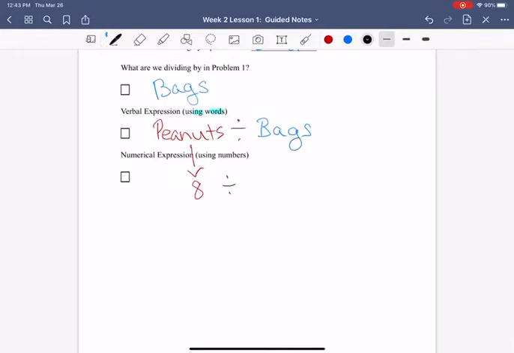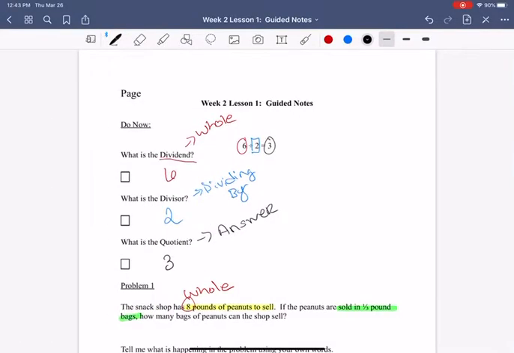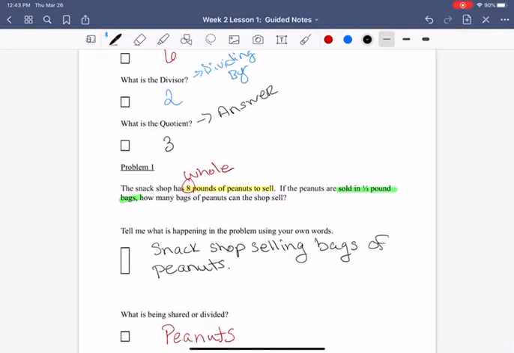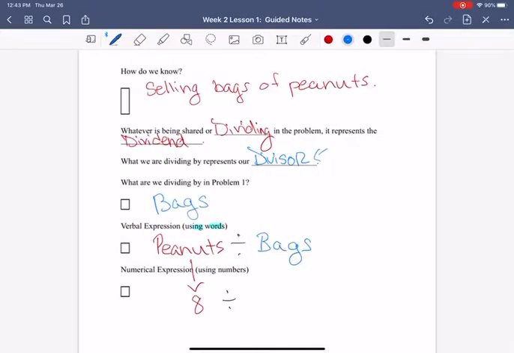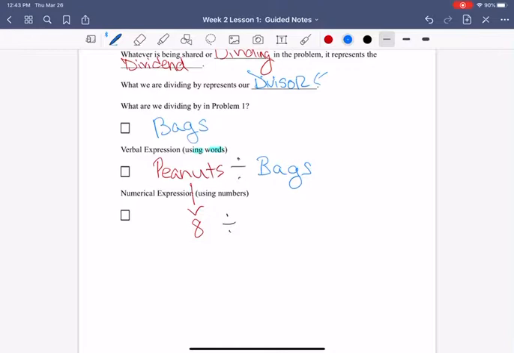Now those 8 pounds of peanuts that we're selling, they're being divided into bags. Bags of what? Well, it says sold in 1/3 pound bags. So we're selling them with 1/3 pound in each of the bags. This represents our size of group. So where it says bags in our verbal expression, I am going to replace that with the fraction 1/3 to represent how much peanuts we're putting into each bag.